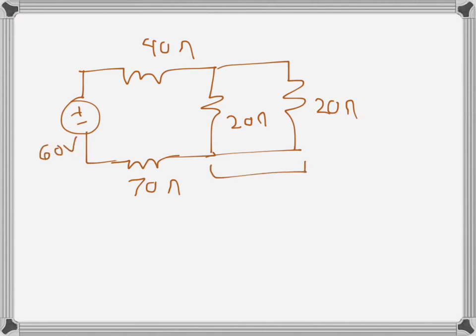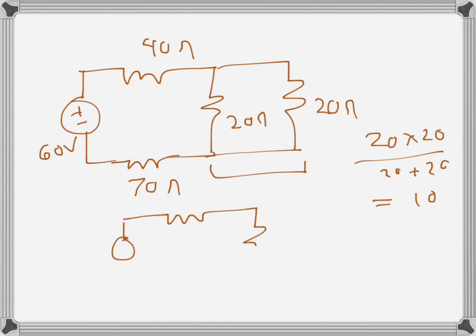So again 20 and 20, these two parallel combination we have to find, and since they are the same, we know the parallel equivalent will be half of the value. So 20 times 20 divided by 20 plus 20, 400 divided by 40, that gives us 10. So we have now just one series circuit, which is good, where we can apply our voltage divider rule. So that's 10 ohms, and this is 60 volts.